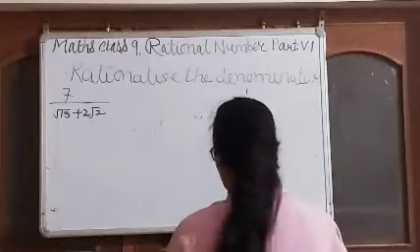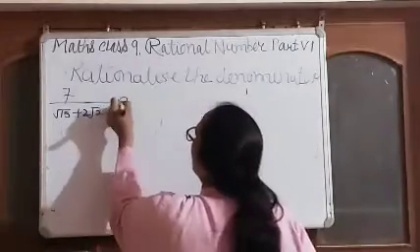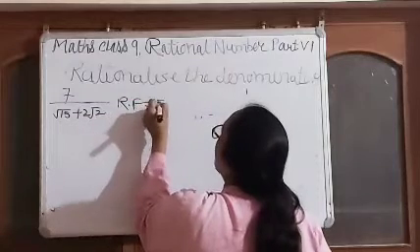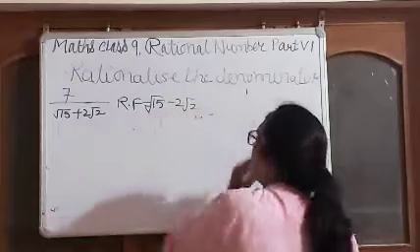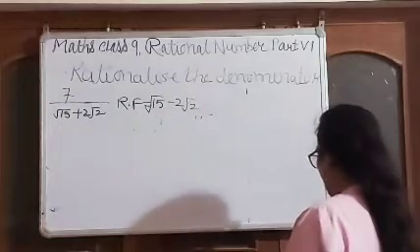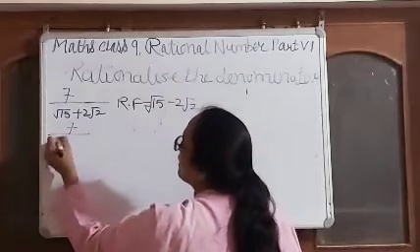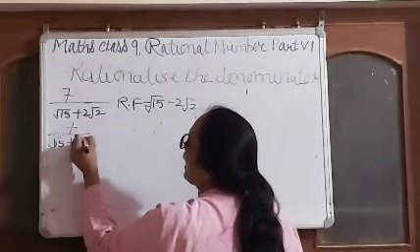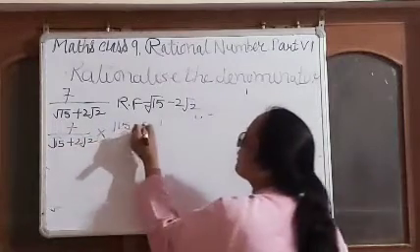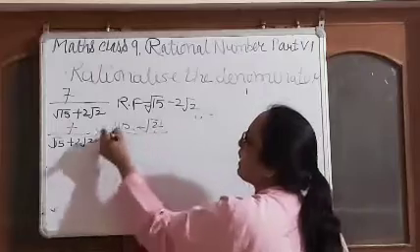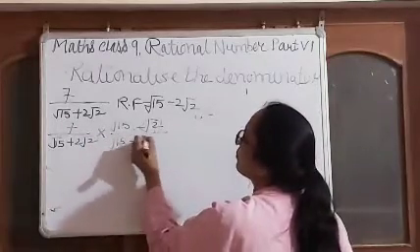So what is the RF of the denominator? Rationalizing factor of the denominator is what? Root 15 minus 2 root 2. This is your RF of the denominator. So we will multiply and divide by its RF. So what is this? Root 15 minus 2 root 2 upon root 15 minus 2 root 2.